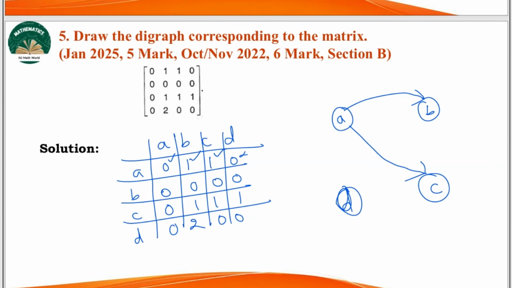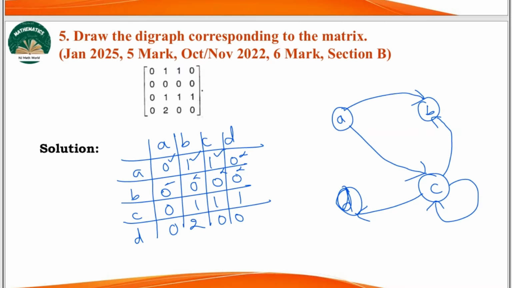A to D, it is 0. No. Then for B, we don't have any value. Then C to A is 0. C to B is 1. Then C to C is 1. It is a self loop. Then C to D is 1.